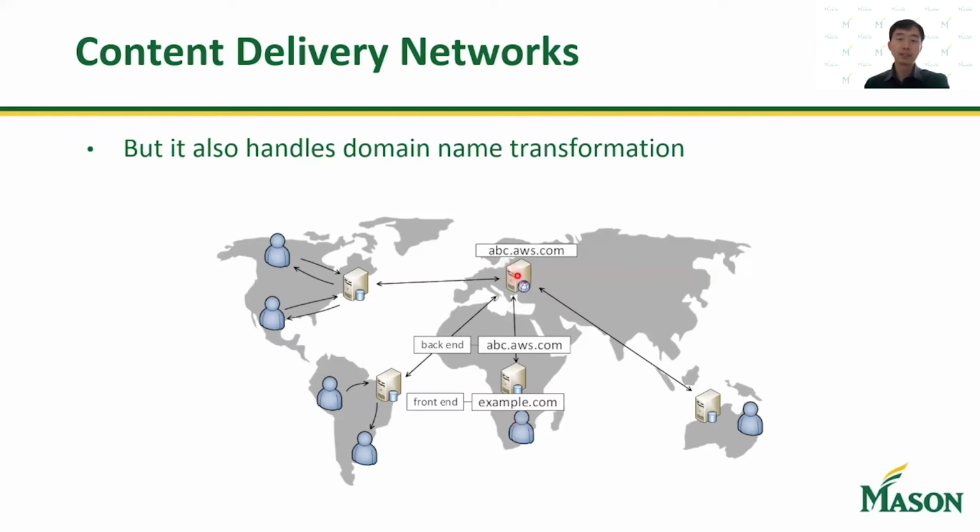So what the content provider can do is go into the CDN and configure example.com as the front end of the CDN and abc.aws.com as the back end of the CDN service, such that when the user visits example.com, the request will be sent to a cache server, and the cache server is going to access abc.aws.com on behalf of this user.